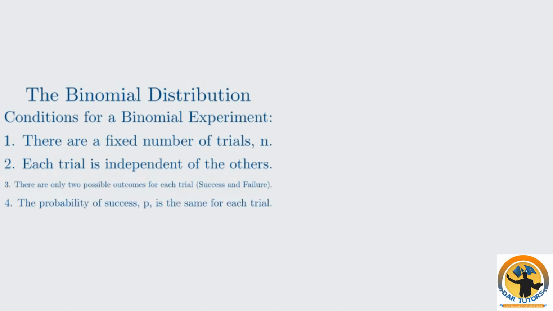And fourth, the probability of success, p, must be constant for every single trial. This is a crucial condition. The chance of success can't change from one attempt to the next. Let's apply these conditions to a classic example. A spinner divided into a large blue sector and a smaller white sector. The probability of landing on blue is 3/4 and on white is 1/4.